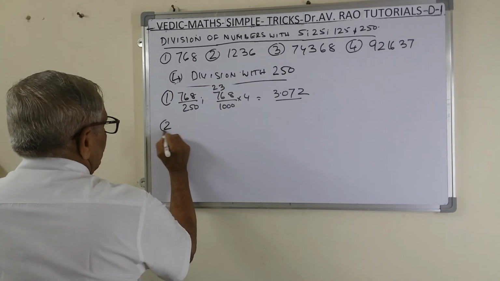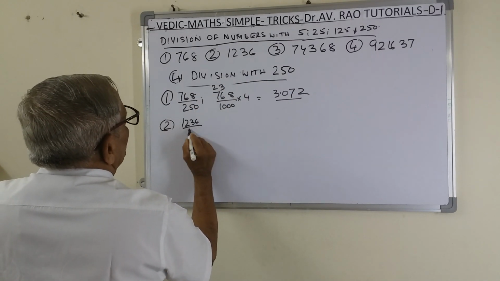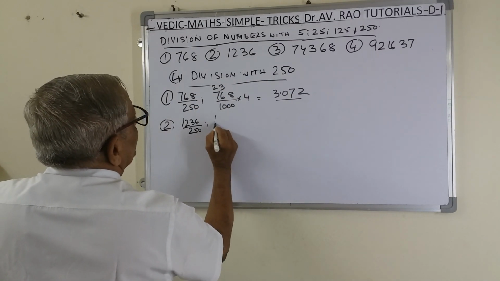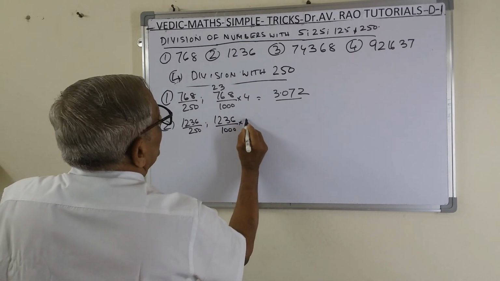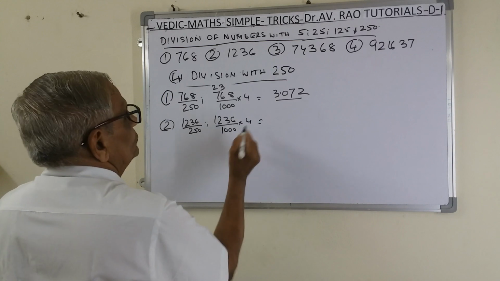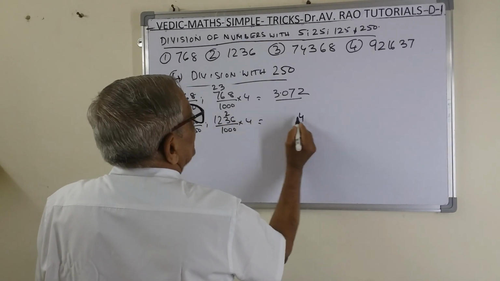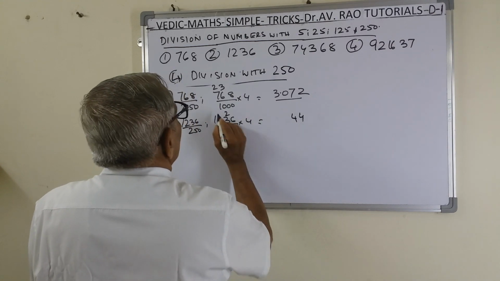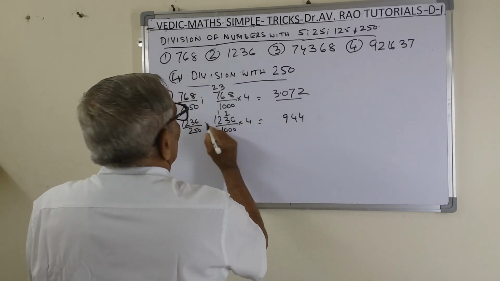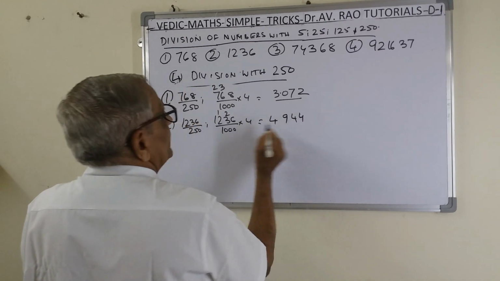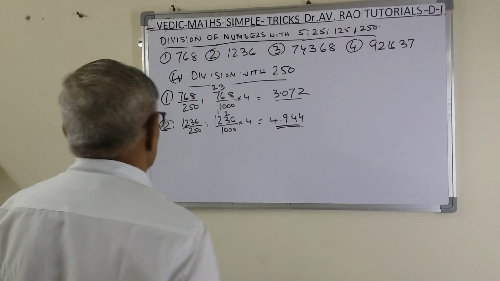Now coming to second, 1236 divided by 250. This can be written as 1236 by 1000 into 4. So 4 6s are 24, 2, 4 3s are 12 plus 2 is 14, 1, 4 2s are 8 plus 1 is 9, 4 1s are 4. So put a decimal point after 3 digits.